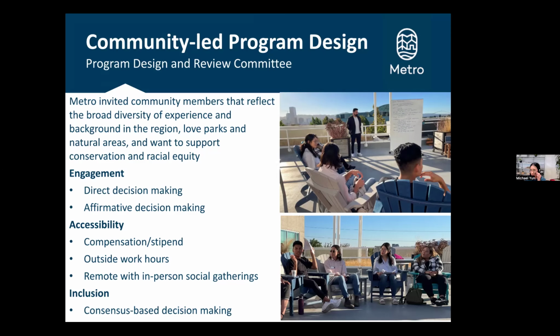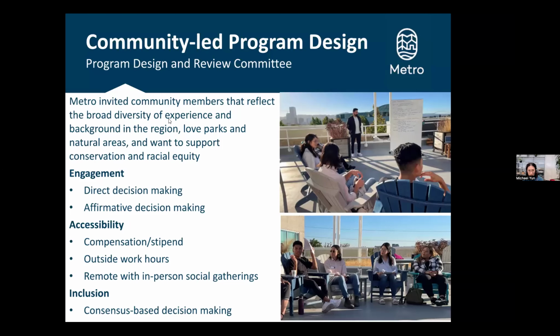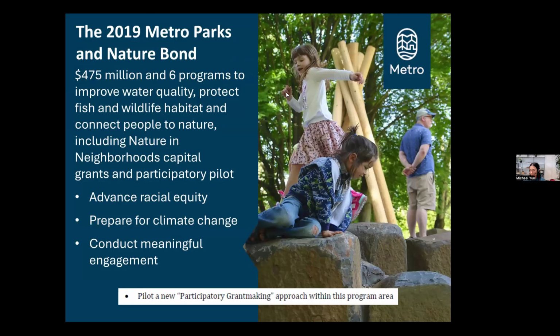Krista, can I pause you just really quick? Sorry, I think we might be a little offset on our slides. Let me start the share over just to make sure I'm doing the right one. Sorry about that, everybody. Screen 2 here. There we go. And now we should be on the 2019 Metro Parks and Nature Bond slide with the 475 million, right? Okay. Great, thank you.